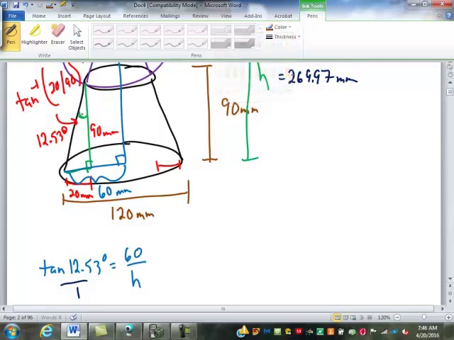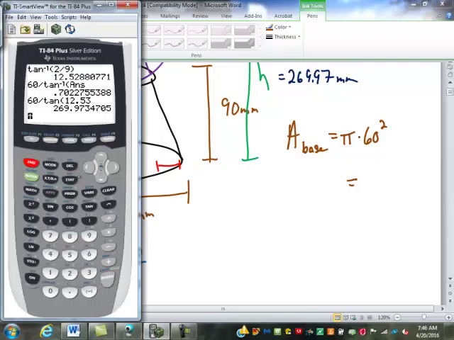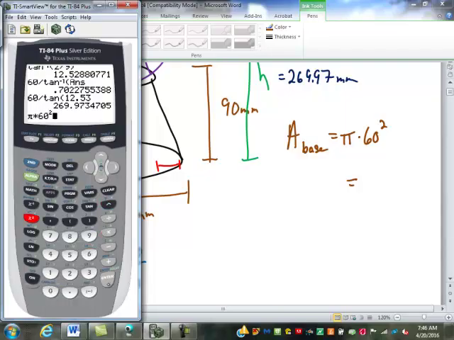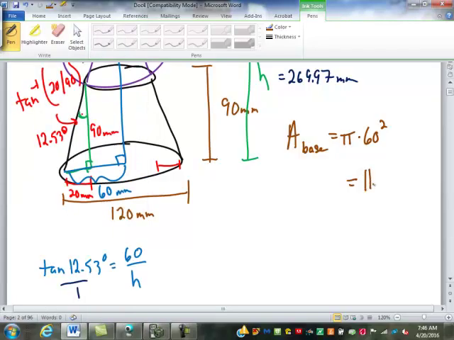Okay. So the volume of that cone comes from the area of the base. Let's find the area of the base. The area of the base down there is pi times 60 squared. Does that look familiar? Pi times radius squared? Area of a circle? Sure. That's fine. So I've got pi times 60 squared. It's going to be 11,309.73. So that's millimeters squared. That's an area for the circle.